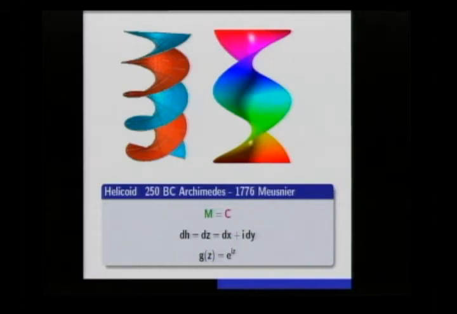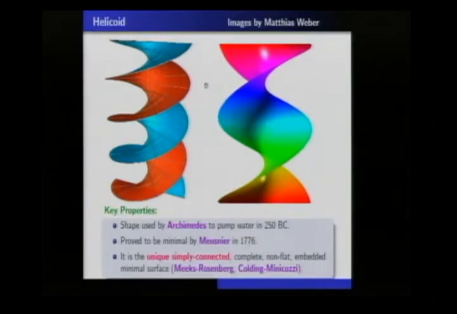So this is very nice. You can write down this meromorphic function, g of z equals e to the iz. You take the very simple height differential, it's called the height differential, the dh in the Weierstrass representation. You just let it be dz in the complex plane. You think of M as being the Riemann surface, which is the complex plane. And that produces, by the Weierstrass representation, the helicoid.